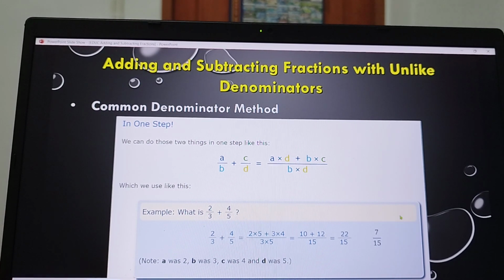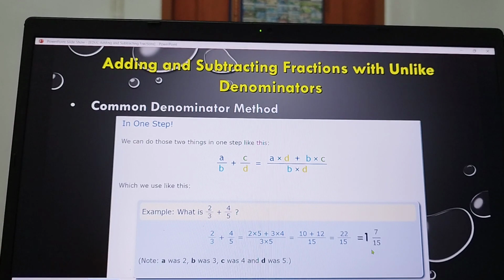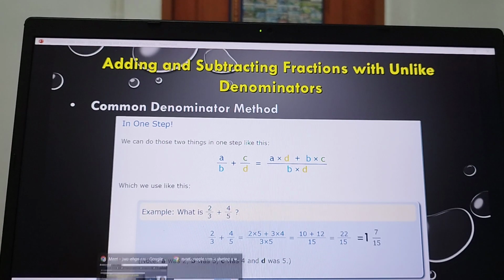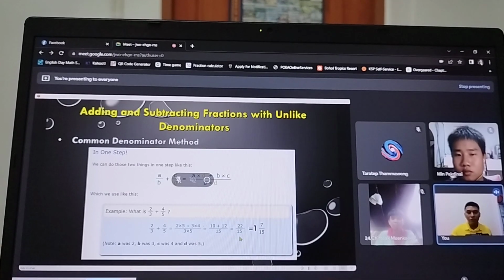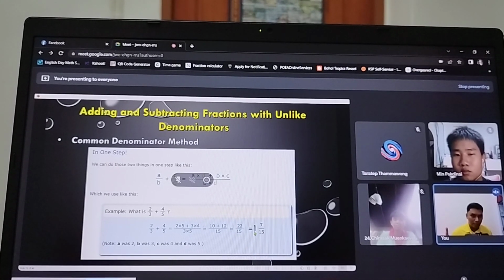Okay? So 22 over 15, you can change this improper fraction to a mixed fraction. Just divide 22 by 15. 22 divided by 15, the answer is 1, remainder 7. The 1 is the whole number, the remainder 7 is your numerator, then 15 is the denominator.